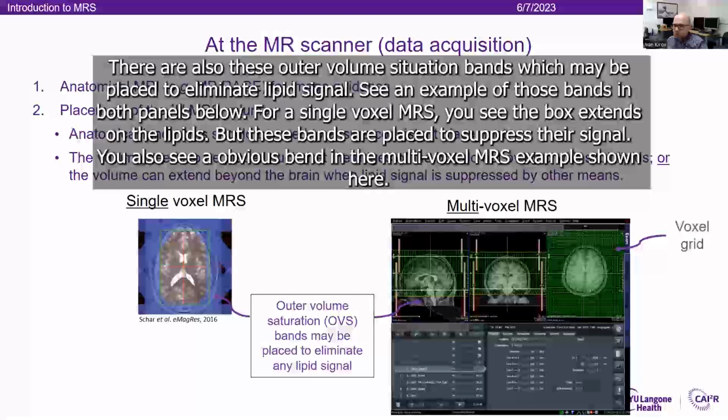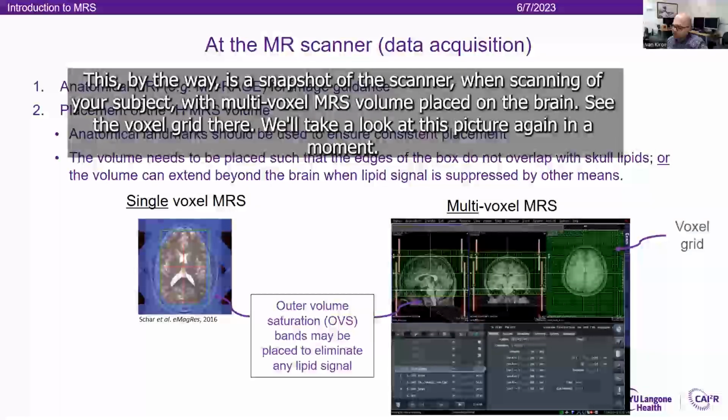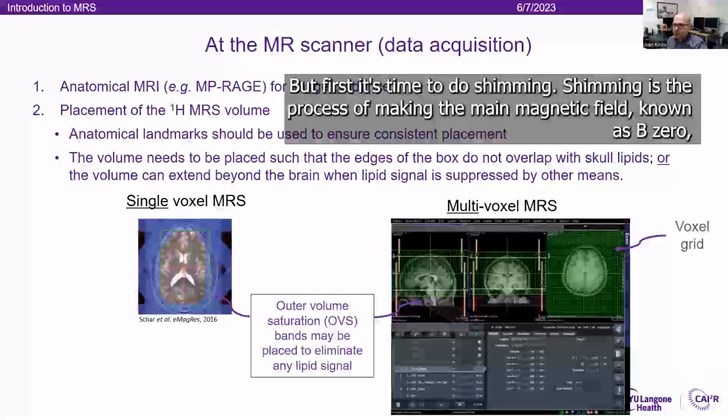For single voxel MRS, you see the box extends onto the lipids, but these bands are placed to suppress their signal. You also see an OVS band in the multivoxel MRS example shown here. This, by the way, is a snapshot of the scanner from scanning a real subject with the multivoxel MRS volume placed on the brain. See the voxel grid there. We'll take a look at this picture again in a moment.